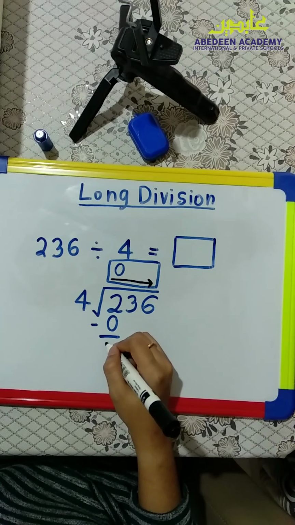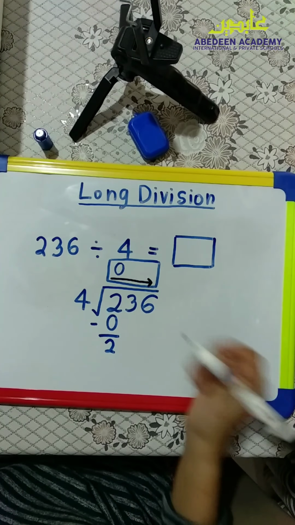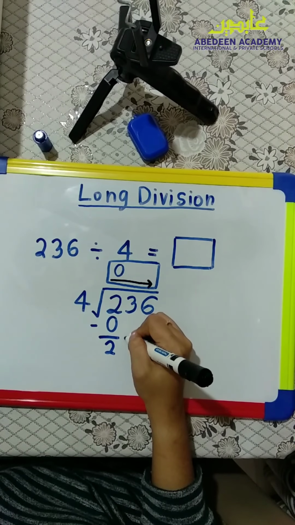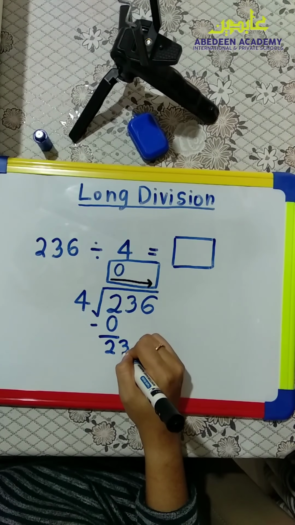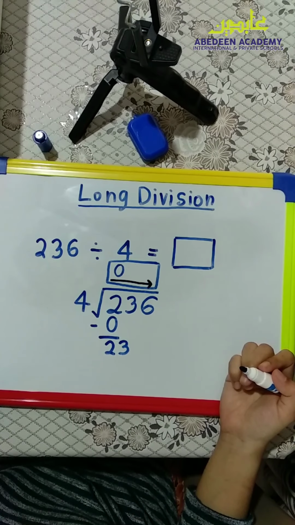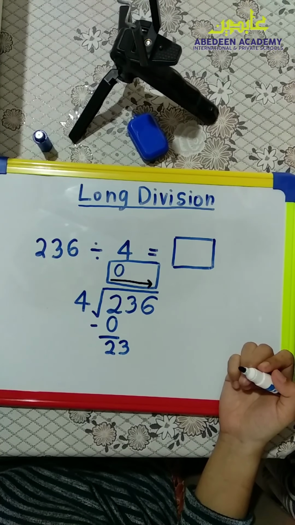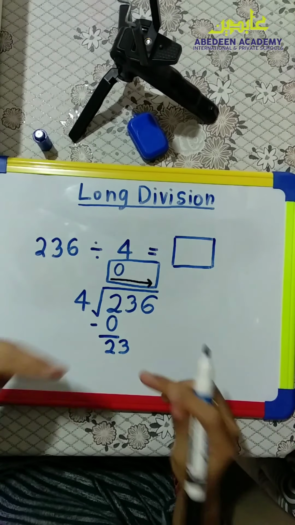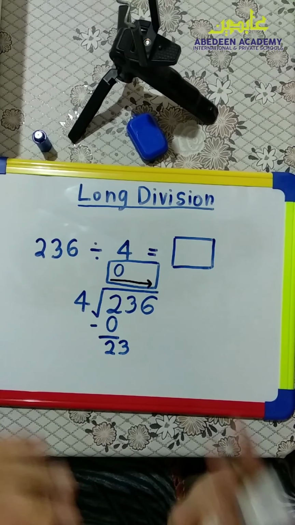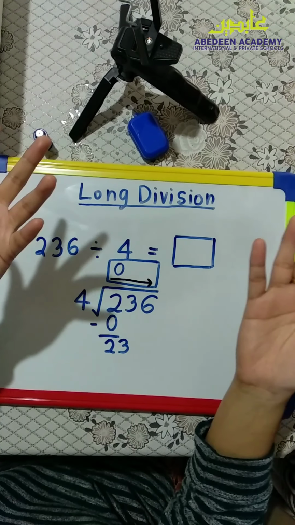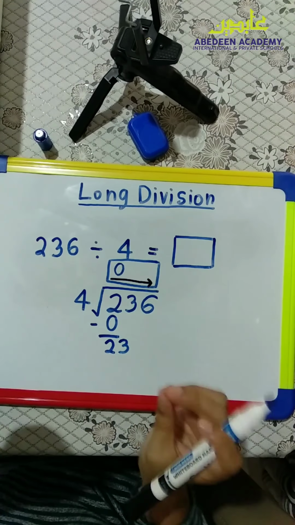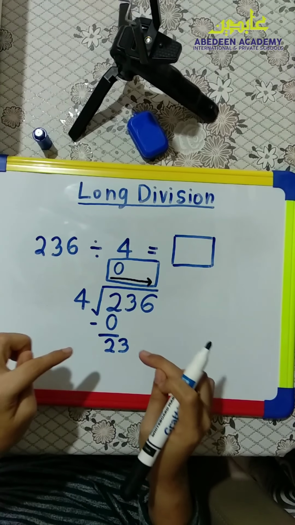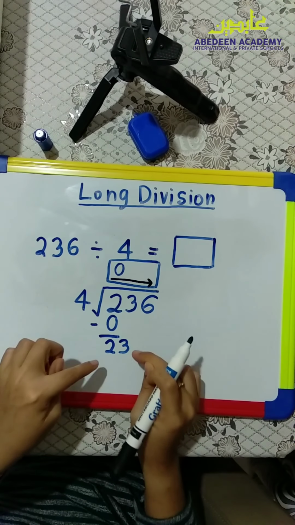2 minus 0 means 2 again. Okay, now this tens you were supposed to bring down here, so it's going to be 23. Okay, so what's the nearest number in table 4 that's near to 23? Before 23, not above 23, before 23. What is in table 4 that you have the answer before 23?